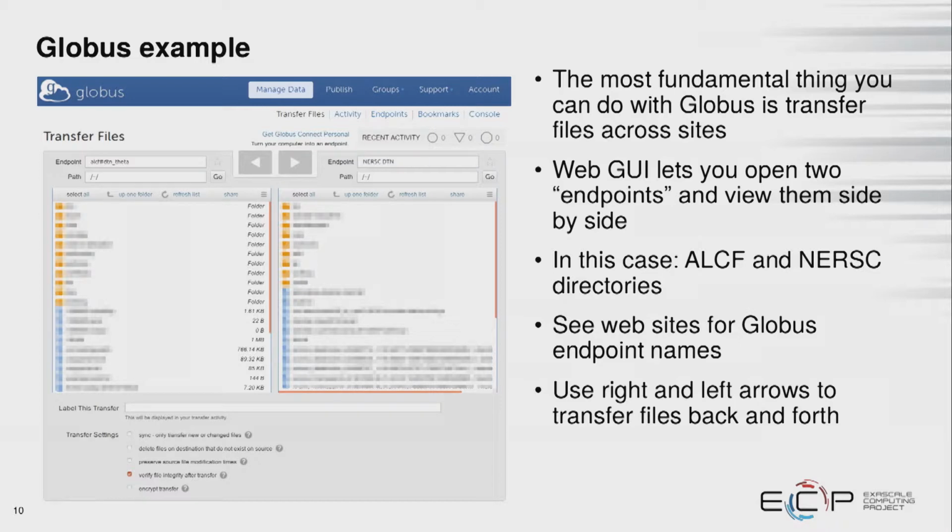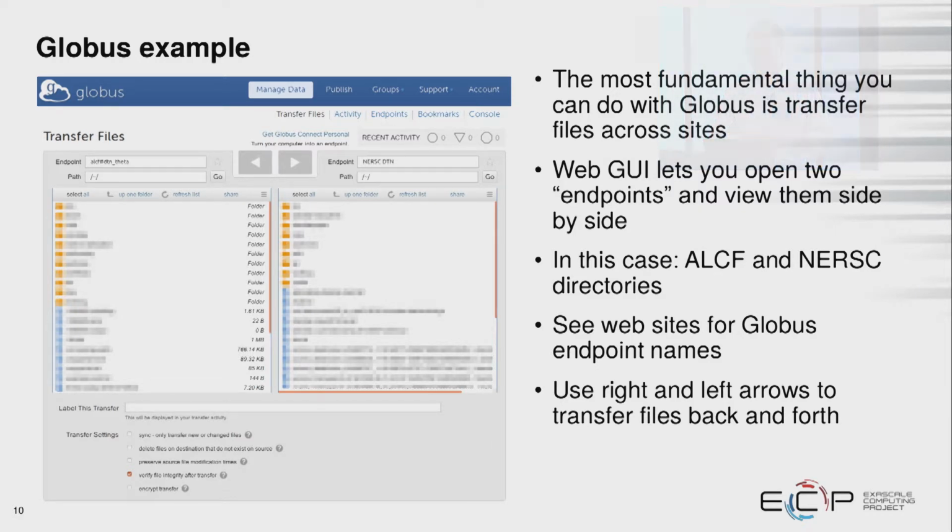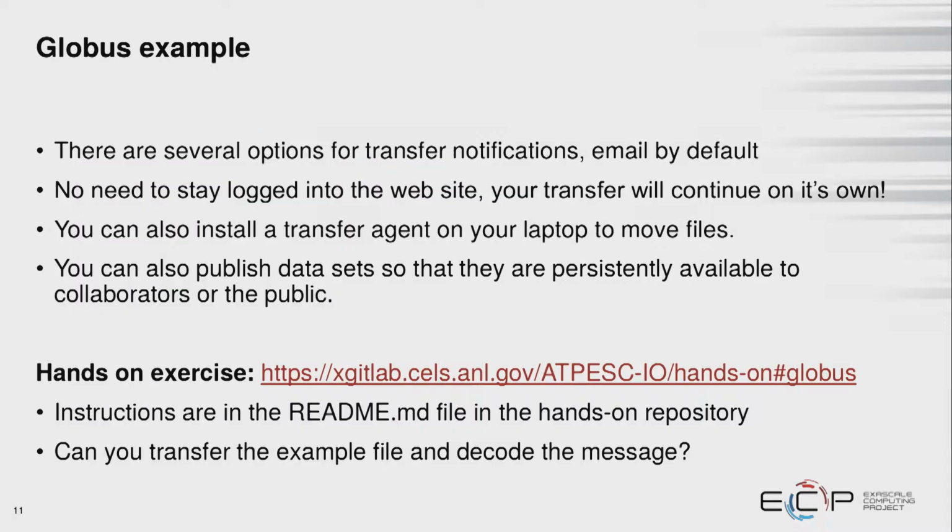But once you've chosen two endpoints, it'll look familiar to anyone that's used Windows drag and drop or whatever. You can highlight the files that you want, use those arrows up there at the top to just move it. And once you've started a transfer of a directory or some files, you don't have to stay logged in. It'll email you when it's done because you can use this for gigantic files. If you have the space, you can move terabytes of data back and forth. And that's kind of it for Globus.